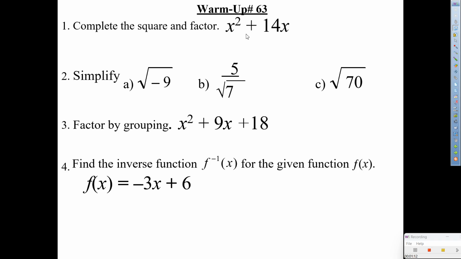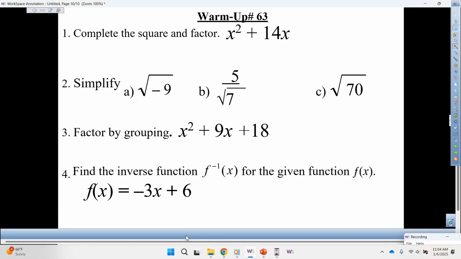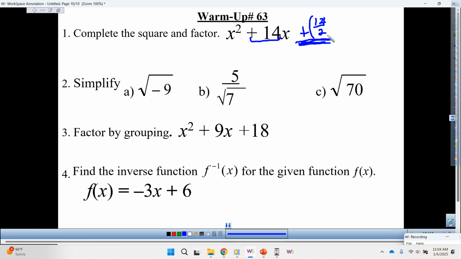We are given a binomial, and they want us to complete the square. What does that mean, Mr. Q? Let me take you back in time. That means we need a number right here to make this a trinomial. So how do we do that, Mr. Q? Well, we take the middle term, the coefficient, divide that by 2, 14 divided by 2, and then you what? Square it. Is that coming back? Yes? Very good.